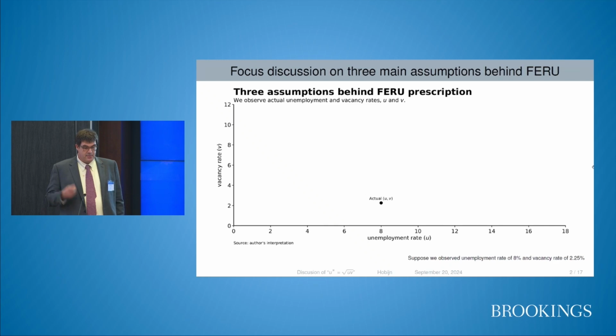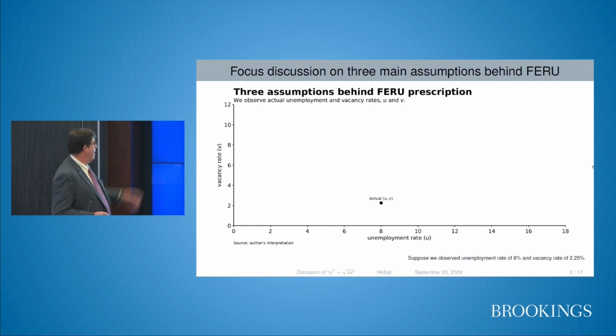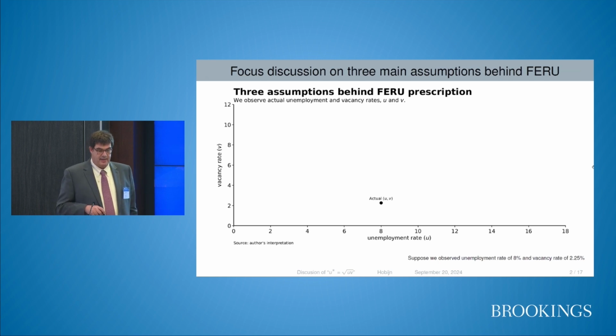So let me start with the three assumptions behind this fee rule, and because it's so simple, I'll do this in an Econ 101 framework. So this is Beveridge space. Suppose we observe an unemployment rate of 8 and a vacancy rate of 2. That's just an example, or maybe if you believe Pascal's last slide, this will be 6 months from now, but I'm not that pessimistic.